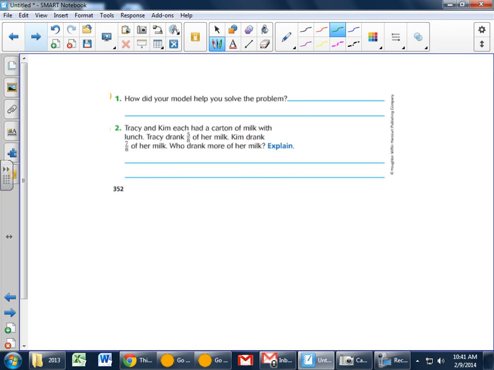Okay, number 2. Tracy and Kim each had a carton of milk with lunch. Tracy drank 5/8 of her milk, and Kim drank 7/8 of her milk. Who drank more milk? Okay, so we need to draw a little milk carton, and we're just going to do that by using a rectangle. Okay, and this one's going to be Tracy, and this is going to be Kim. And my denominator tells me I need 8 pieces.